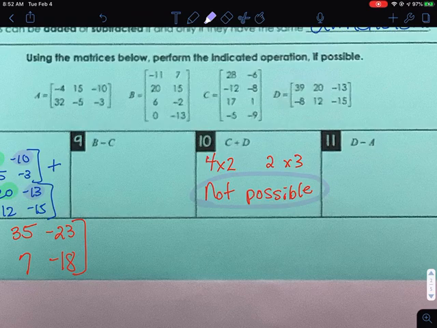So now, number 9 is a subtraction problem. You do it the exact same way you did the addition problem. You're going to subtract the corresponding elements, which means you'll start out with -11 minus 28, and that will give me -39. To finish out that top row, I'm going to do 7 minus -6, which gives me 13. That takes care of the whole top row. You should be able to finish this one from here and then go ahead and do number 11.